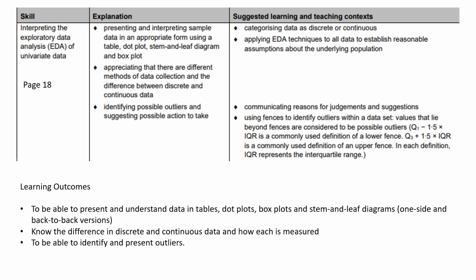By the end of this lesson, you should be able to present and understand data in tables, dot plots, box plots, and stem and leaf diagrams, both one-sided and back-to-back. You should know the difference between discrete and continuous data and how each is measured, and you should be able to identify and present outliers.